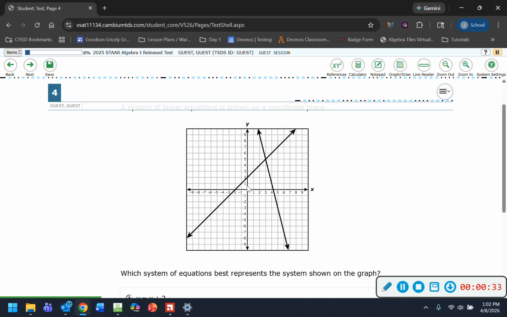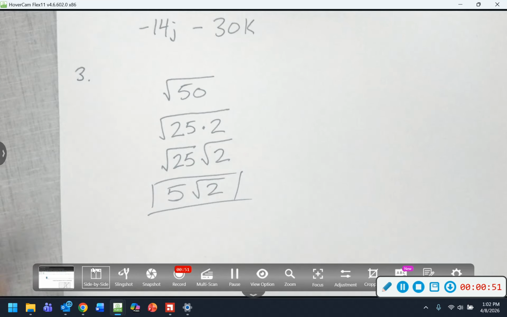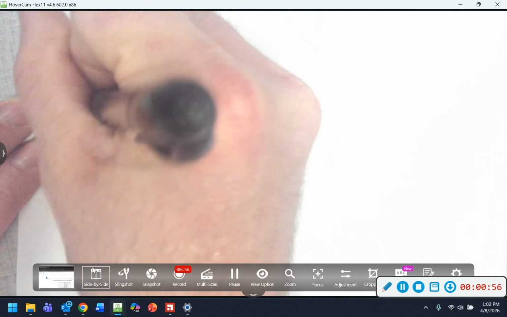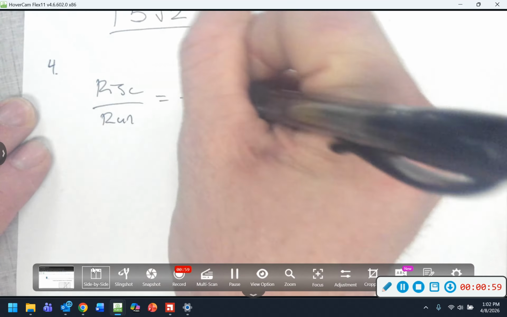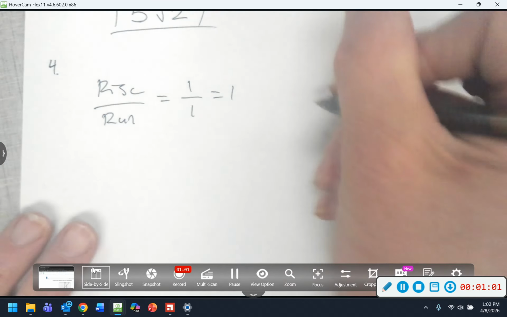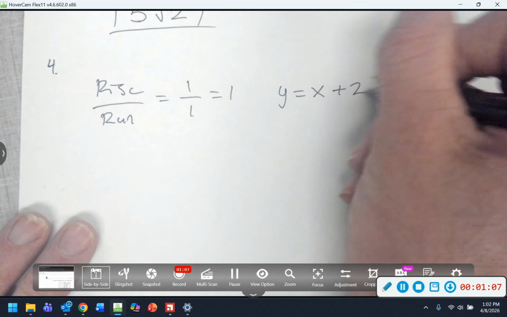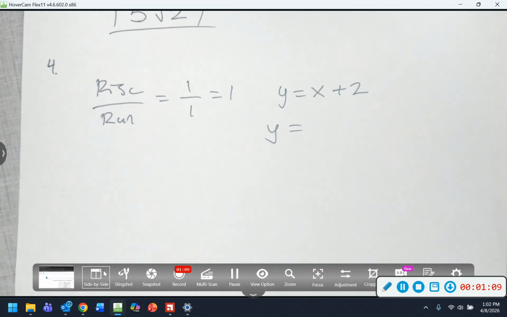For this first line, I see its y-intercept is right there at 2, and I can see the slope is 1 by doing rise over run between 2 points. The rise from this point to that point is up 1 unit, and the run is right 1 unit. So when I do rise over run, the fraction is going to be 1 over 1, which is a slope of 1. So now I have my first equation, y equals 1x, or just plain x, plus 2.